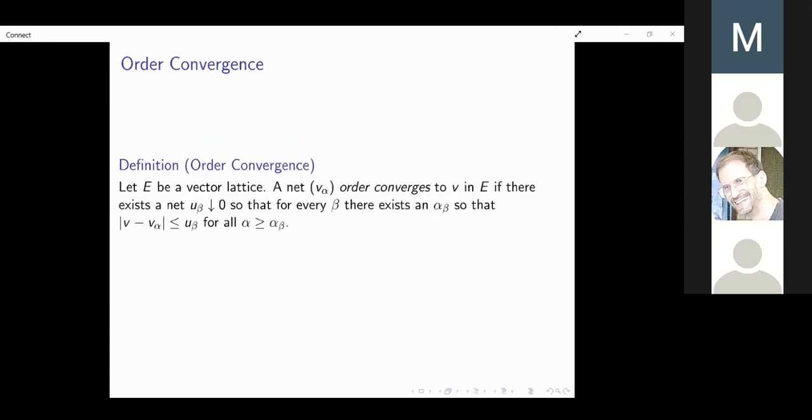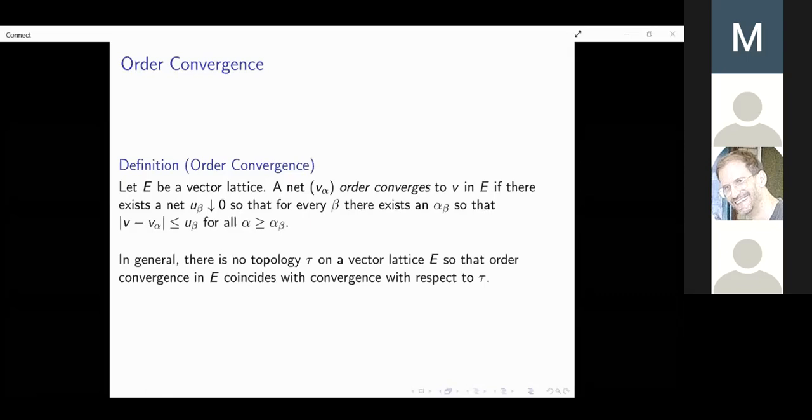From the point of view of vector lattices, let us look at the following definition, which most of us will know. That is the definition of order convergence. A net v_alpha order converges to v in a vector lattice E if there is a decreasing net u_beta which dominates the modulus of v minus v_alpha in this way. It is well known that in general there is no topology on a vector lattice E so that order convergence in E coincides with convergence with respect to this topology. So we will say that order convergence is in general not topological.